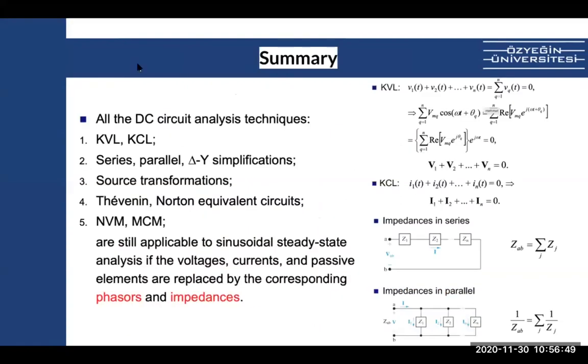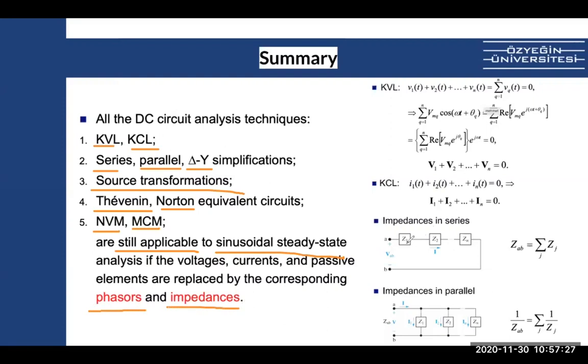All right. And to summarize, I just want to emphasize that you can do KVL, KCL, series, parallel, delta-Y simplification on the resistance conversion, source transformations, Thevenin, Norton, node voltage method, mesh current methods. They are all still applicable. Same logic to the sinusoidal steady state. So instead of the time domain, we now use phasors and we also use impedances.